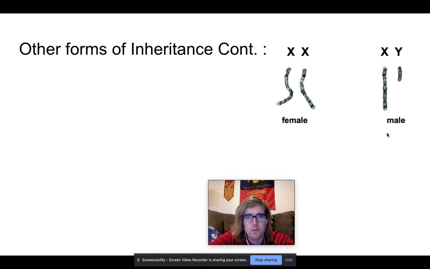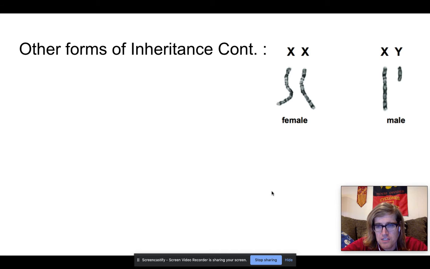Another example. Okay, so this is where we start talking about the question I posted yesterday about the karyotypes, other forms of inheritance. All right, and we're talking about sex-linked traits. Before we do that, though, I want to talk about the X and Y chromosome. I asked you what the difference is between the X and the Y chromosome.